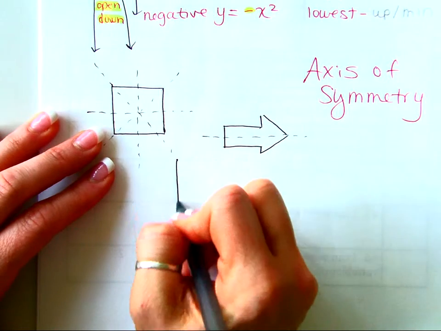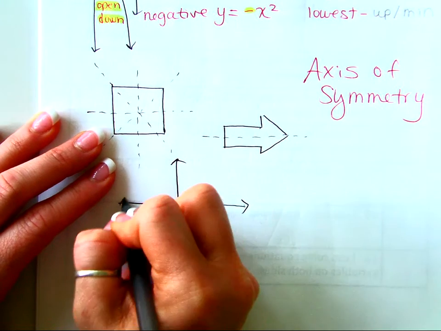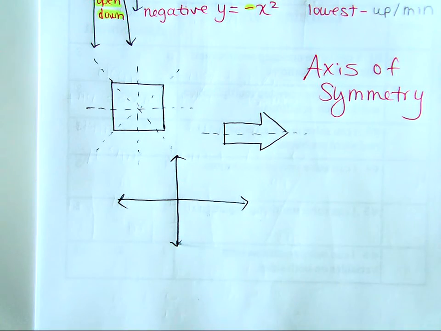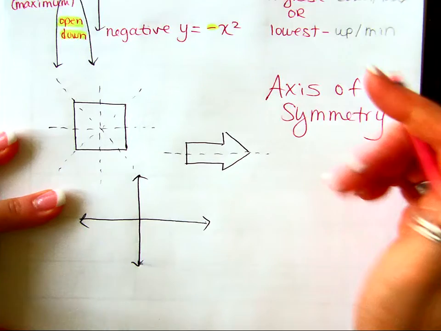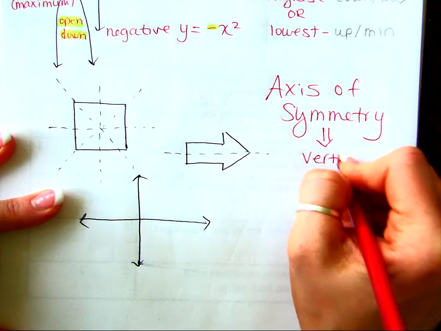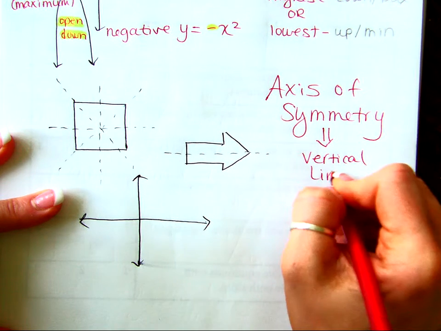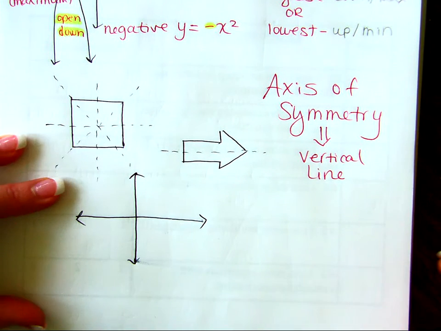So I want you to draw a little coordinate plane real quick. And an axis of symmetry, then, is a vertical line. So an axis of symmetry is a vertical line that we're going to say cuts the parabola in half, I guess.